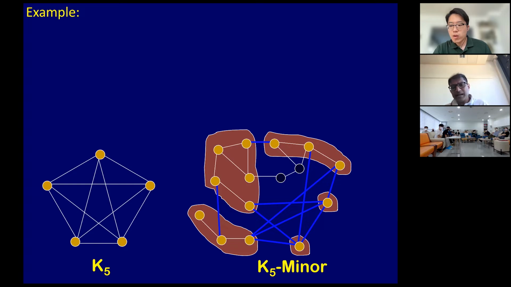Okay, so if this is your first time looking at the definition of a graph minor, you might be wondering, hey, why should I care about this notion? So here is a joke answer.